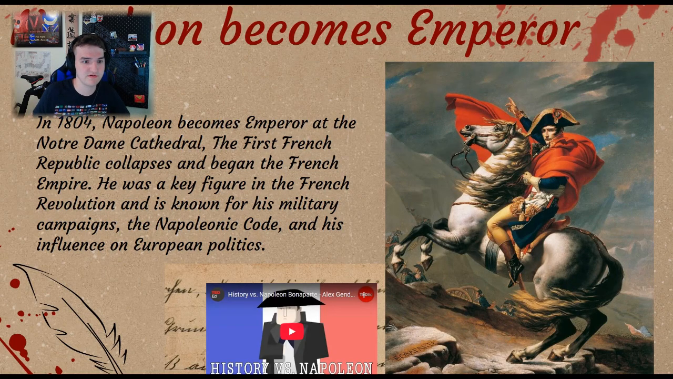In 1804, Napoleon becomes first emperor at the Notre Dame Cathedral, the First French Republic collapses, and the French Empire begins. He was a key figure in the French Revolution, known for his military campaigns and later the Napoleonic Code, which gave the French their law. Napoleon's influence over many European politics would later lead to the Third Coalition and the start of the Napoleonic Wars. But that is for another Google Slides presentation.